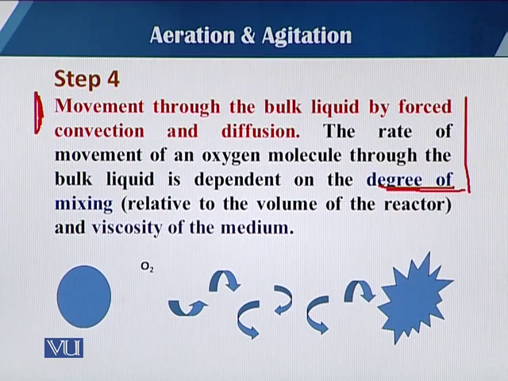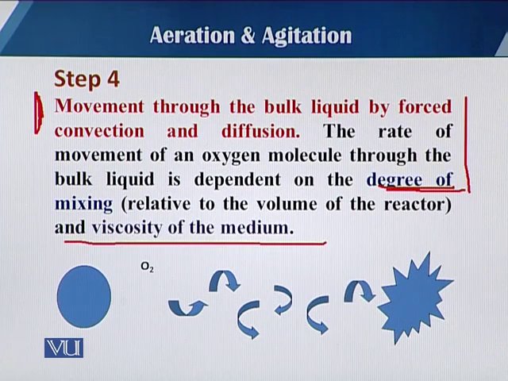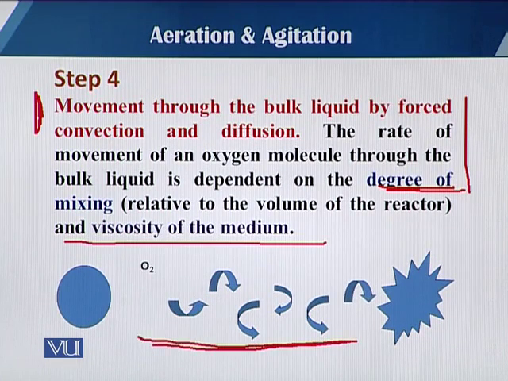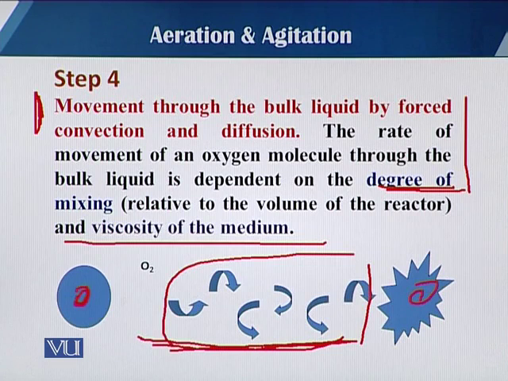In the first 2 or 3 steps, the aeration and sparging system help to facilitate transfer. But in step 4, agitation is very much critical. The degree of mixing relative to the volume of the reactor and the viscosity of the medium, and proper agitation, lead to enhanced movement and solubility of the oxygen. You can see here, this one is the air bubble and here is the cell. Step 4 involves the movement through the bulk liquid.